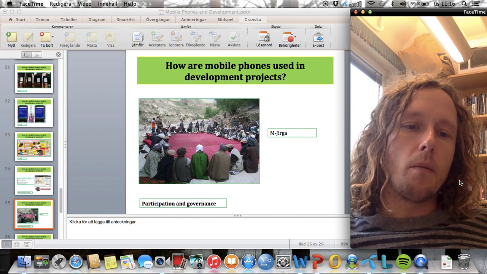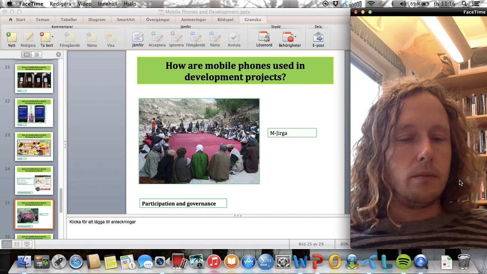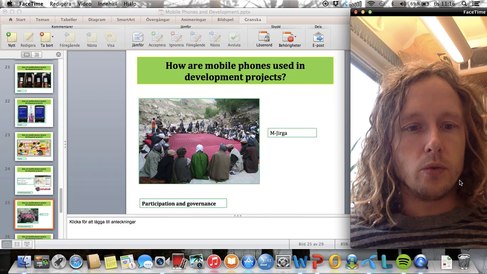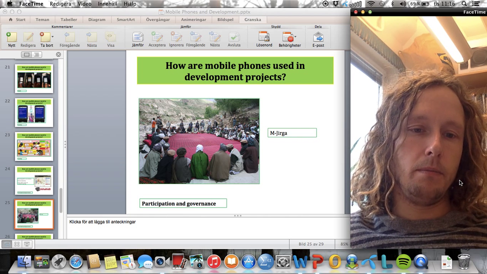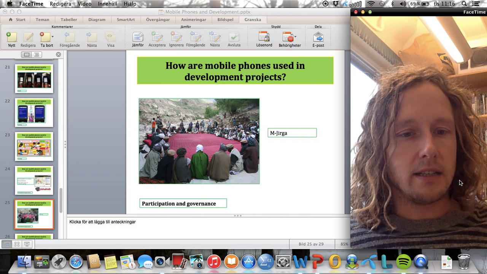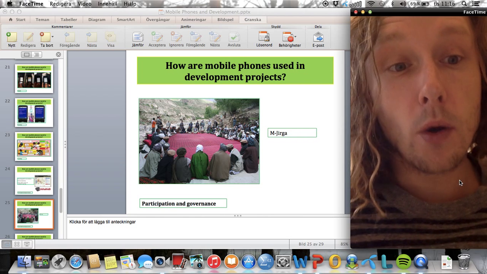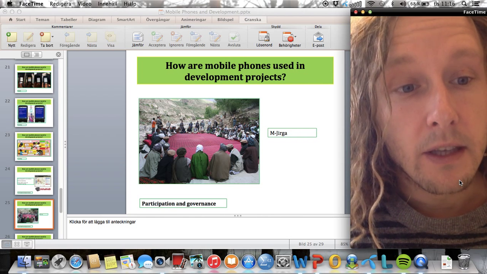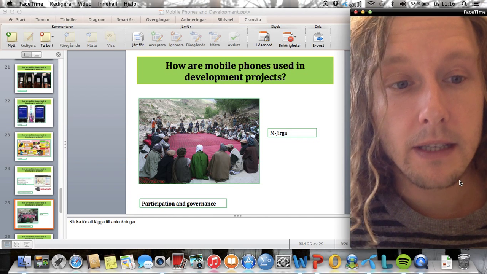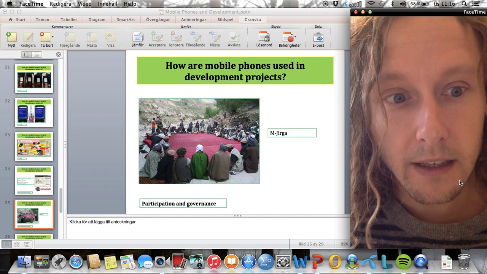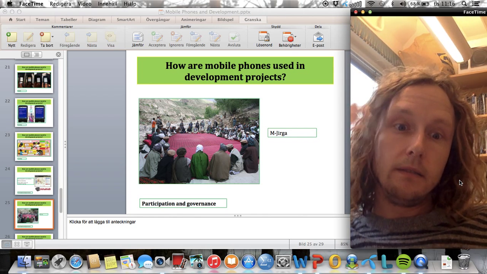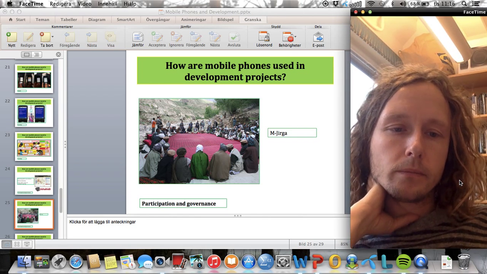So then they came up with the idea that they could use the mobile phone to have these jirgas and consultation without having to gather all the people all the time in order to decide or discuss an issue. Now, of course, this can be questioned. I mean, the suitability of the US government handing out mobile phones given the NSA scandal. There is, of course, a surveillance issue here, but this is another topic.